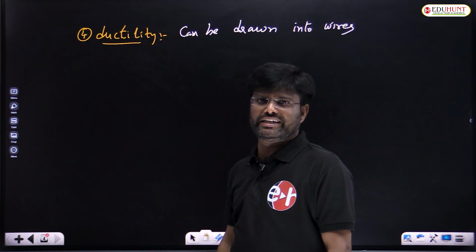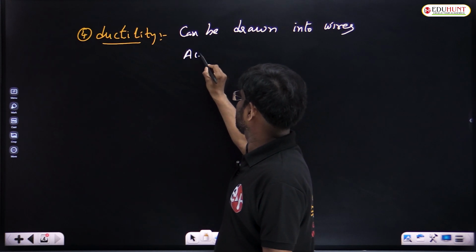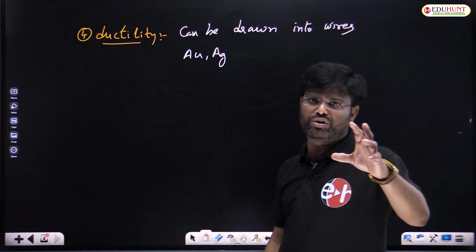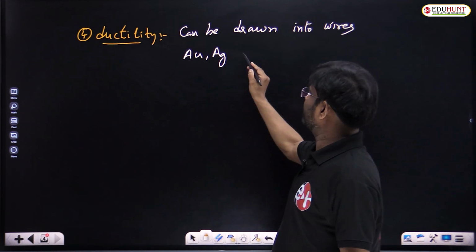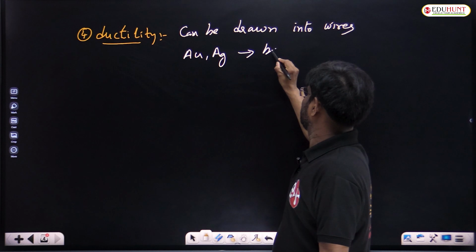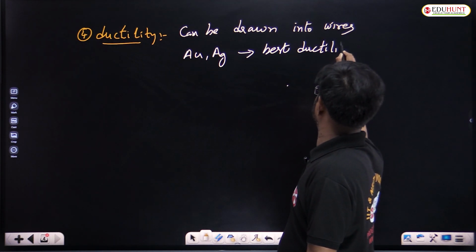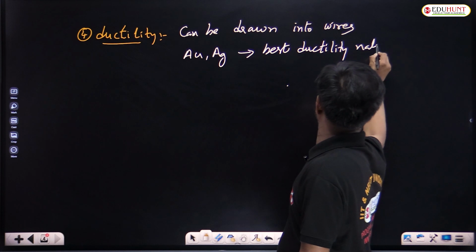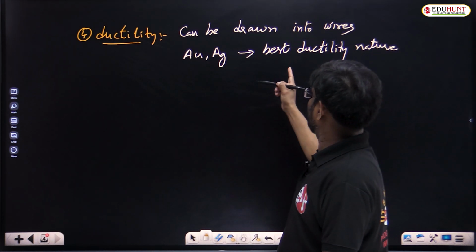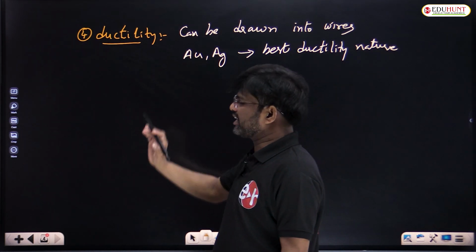Which metals show the most ductility? Gold and silver, the same as with malleability. How I explained malleability, gold and silver also have the best ductile nature. Okay, this is about ductility.